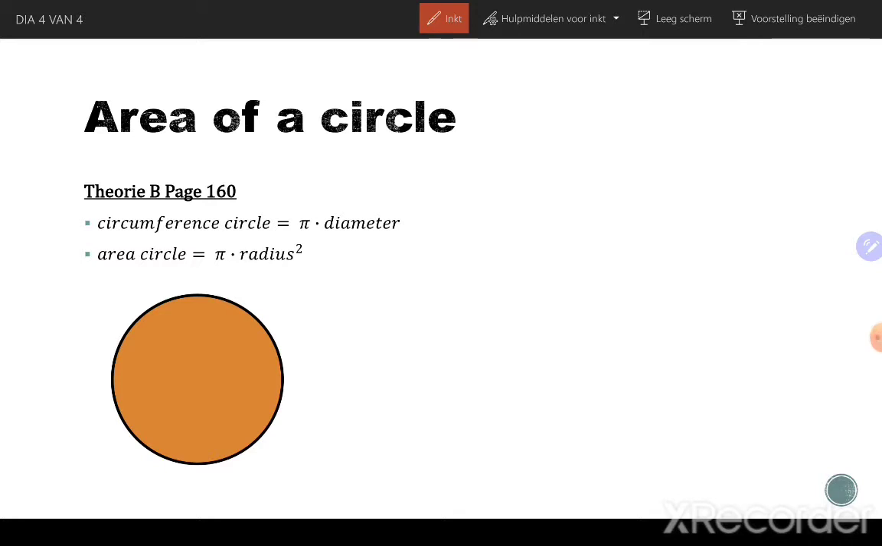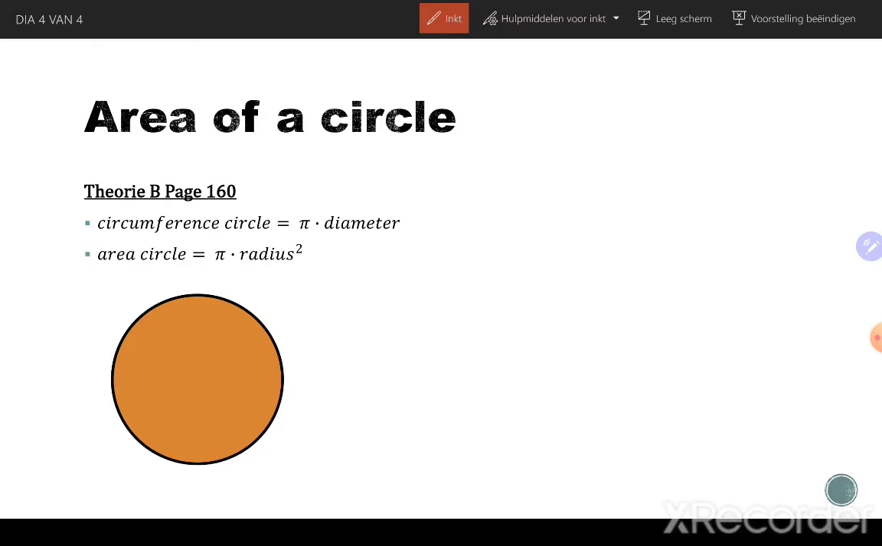Here is a small video explaining how to calculate the area of a circle. In one of the previous videos you already looked at how to calculate the circumference of the circle, and today it is the area of the circle. Let me just repeat the formulas. To calculate the circumference of the circle, it was pi times the diameter. If we look at the area of the circle, it is again with pi, but not multiplying with the diameter, but multiplying with the radius and then to the second power.